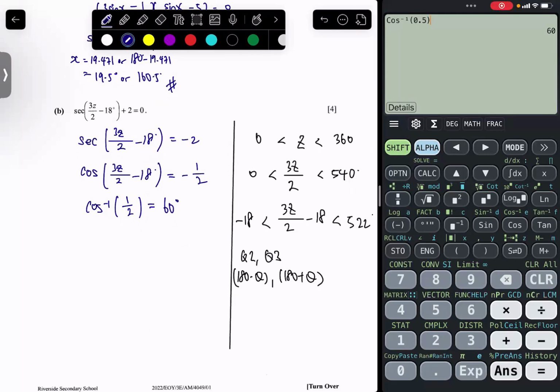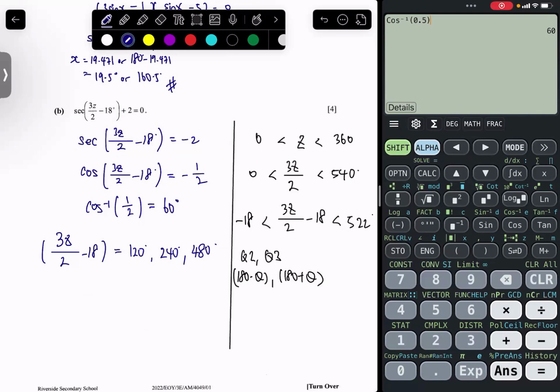So 3z over 2 minus 18 must be equal to 120, 240, or 480, which is inside the range over here.